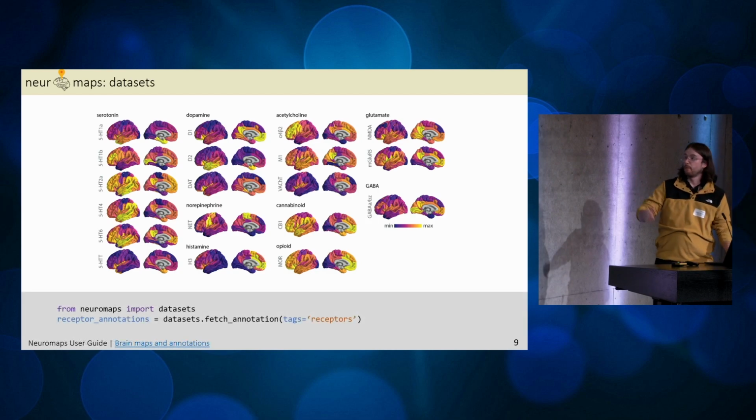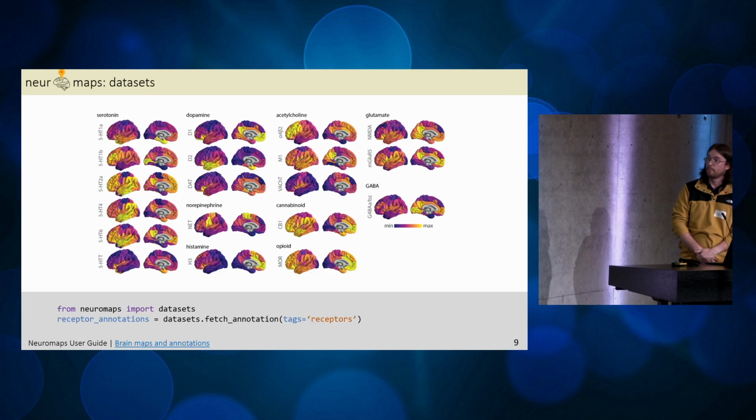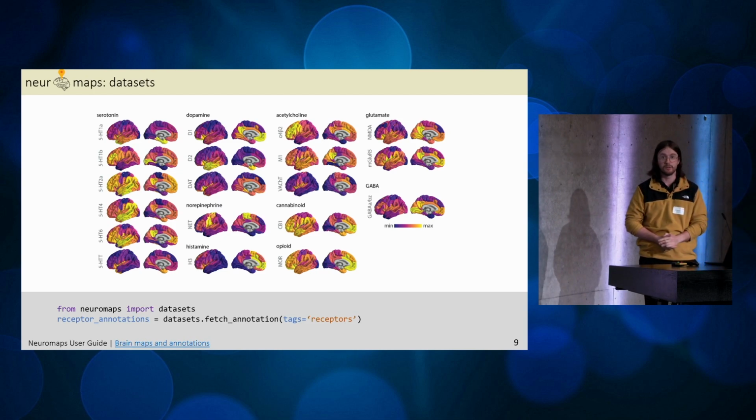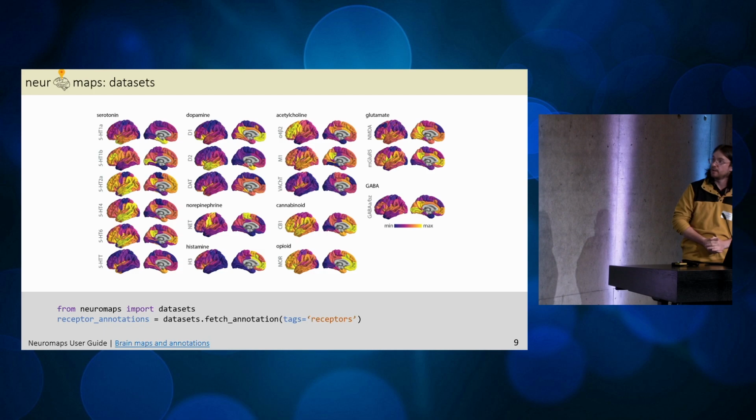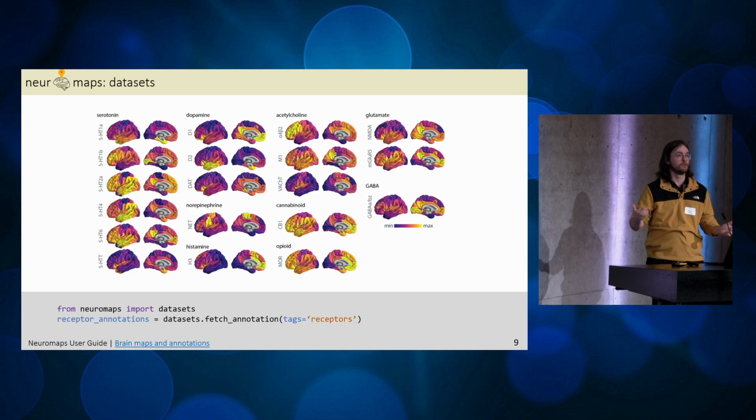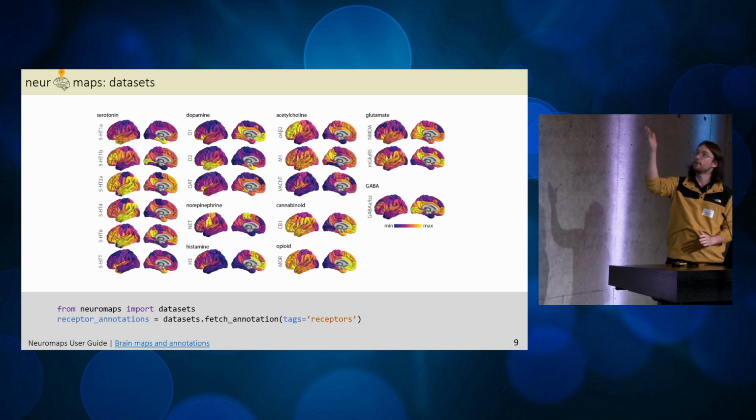Yeah, so this is an example of how to do it. You literally just import the datasets module, and you say datasets.fetch annotation. You can fetch all of them if you want. There's actually 78 brain maps at the moment, as we saw with Justine on Wednesday. And you can specify some things if you don't want all of them. So you can say tags equal receptors, so you'll just get the receptor brain maps that are shown here.